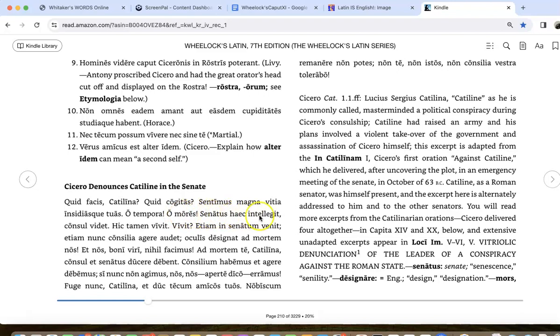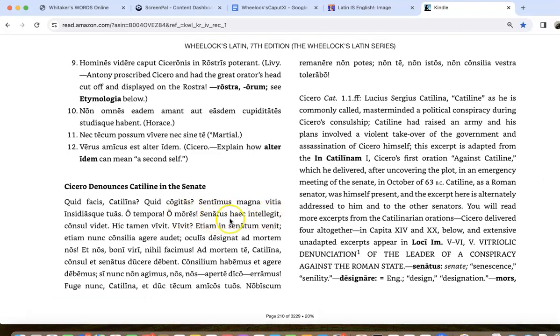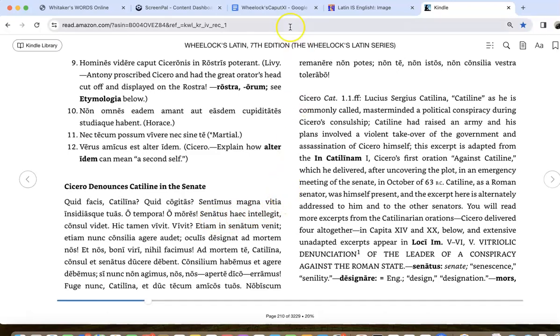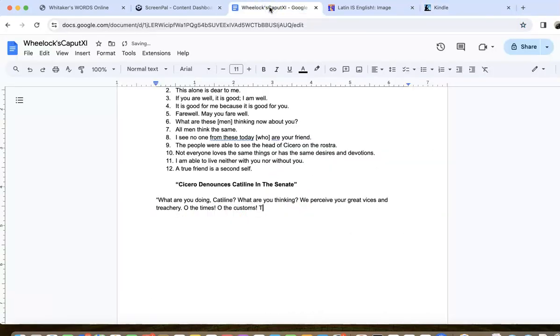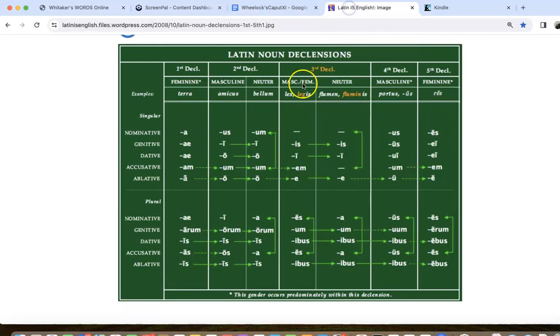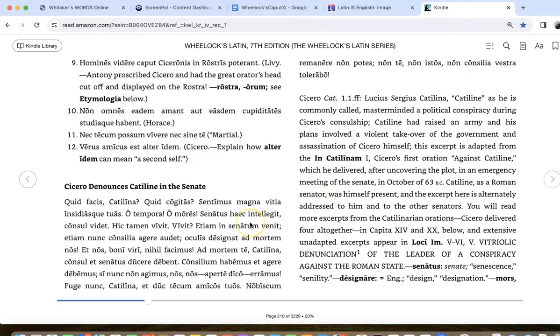The Senate understands this. So, senatus haec intelligit. The Senate understands this. So Cicero is not speaking for himself, but on behalf of the Senate, as we saw in that picture earlier. Now, what is it that the Senate understands? It is, of course, his treachery and his lack of dignity and virtue. So the Senate understands this.